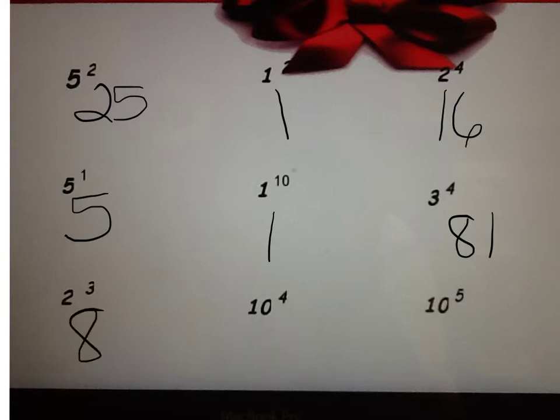10 to the fourth, 10 times 10 is 100, times 10 is 1,000, times 10 is going to be 10,000. And 10 to the fifth, keeping with that 10,000, and we're going to multiply it by another 10 to get 100,000.